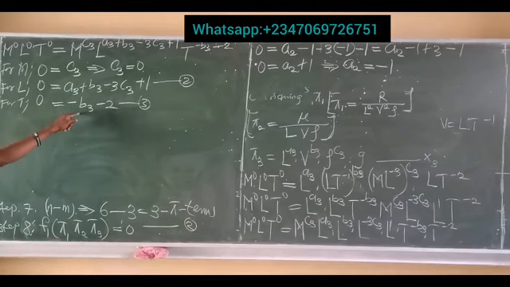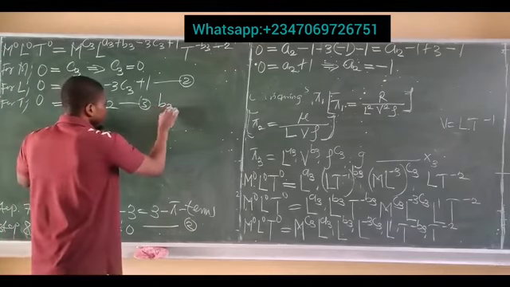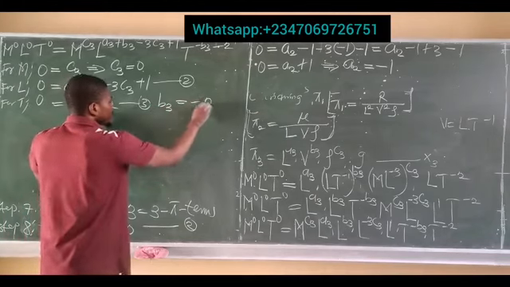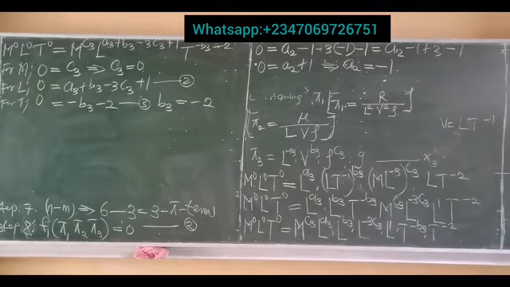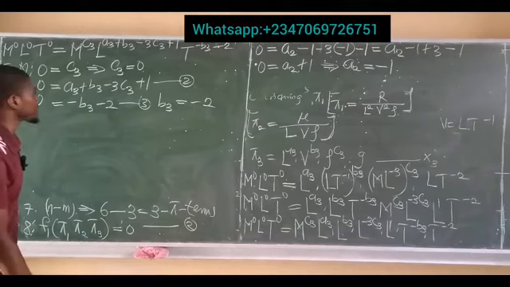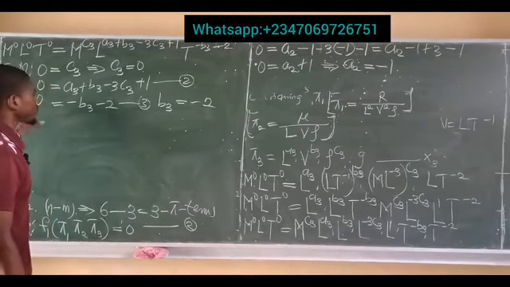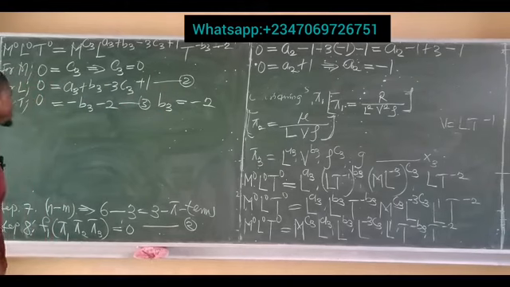So I have 0 plus B3, which still remains B3, and this is equal to minus 2. So we have minus 2 for B3. Now we know B3, we know C3. We can simply plug that into equation 2 to find the value of A3.